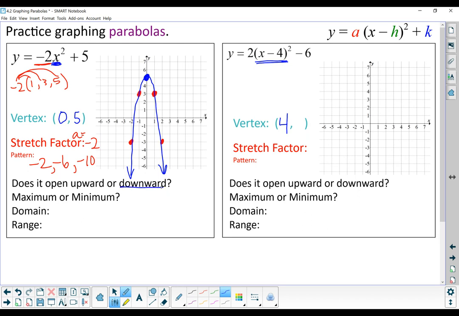So this parabola opens downward, and it has a maximum value of 5. Right here, our maximum is 5. We're going to write the domain and range of this parabola.